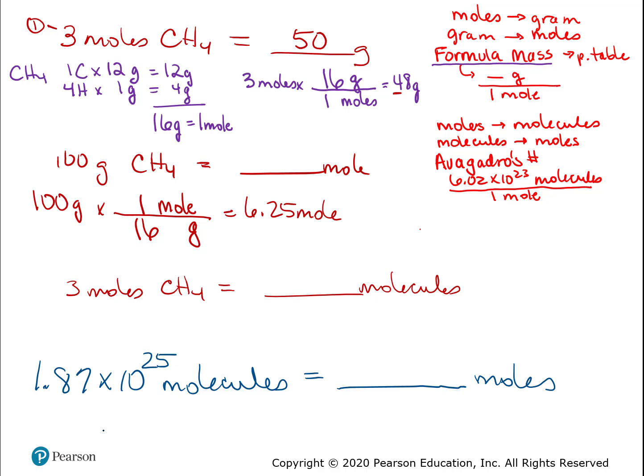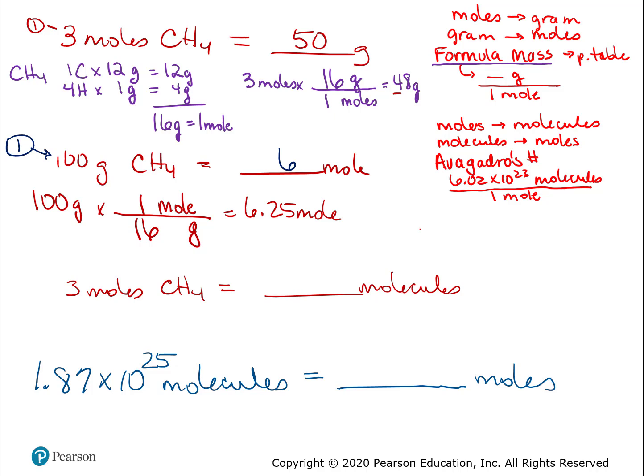All right, 100, how many significant figures? 1, because there's no decimal place, right? So that means my answer has to have 1. So that means 6.25 becomes what? 6. Okay, so 6 moles. So look at the number in the problem, only 1 significant figure, so I do have to round it.